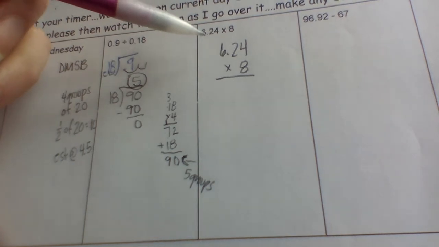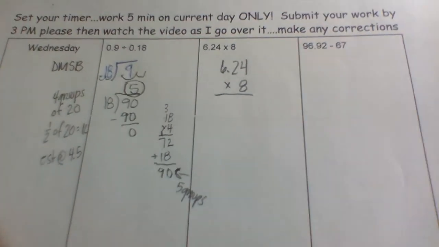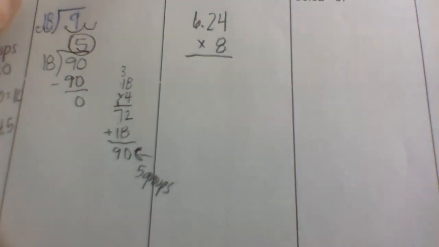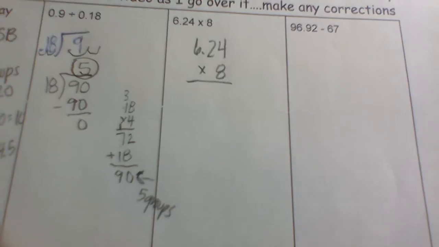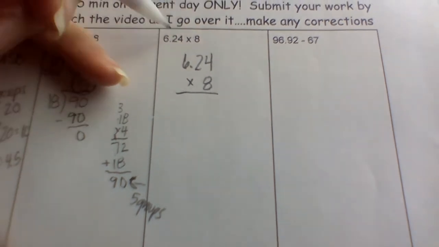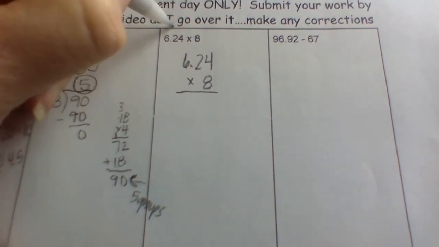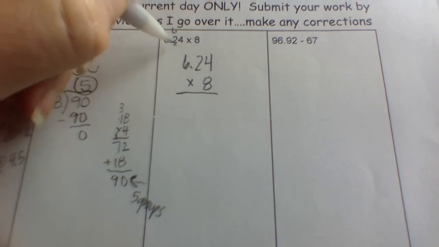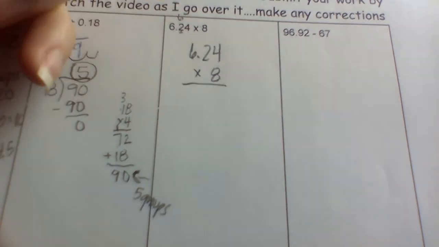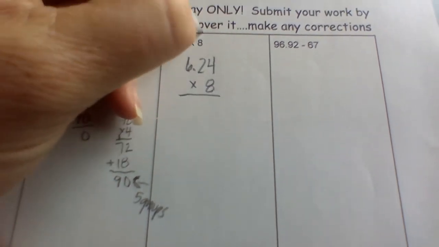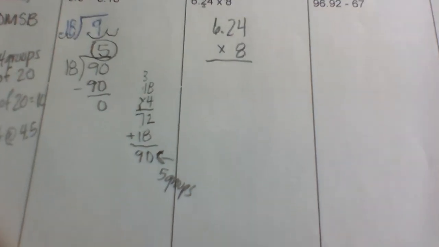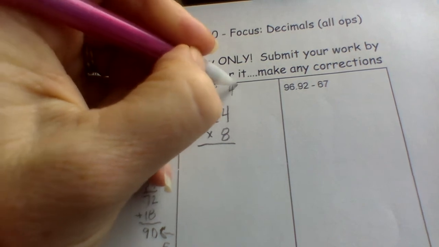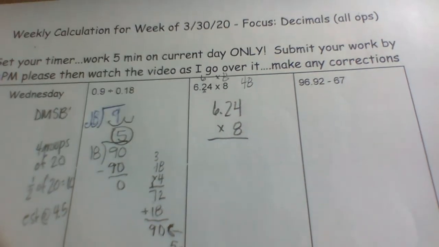So let's also begin with our estimate, as we should do each time. If I have 6 and 24 hundredths, oops, sorry, my camera is going closer. I know that this is closer to 6 because I'm looking right here. And that's less than 5, so I'm going to round this to 6. And I'm doing that times 8. 6 times 8 gives me 48. So my estimate should be close to 48.